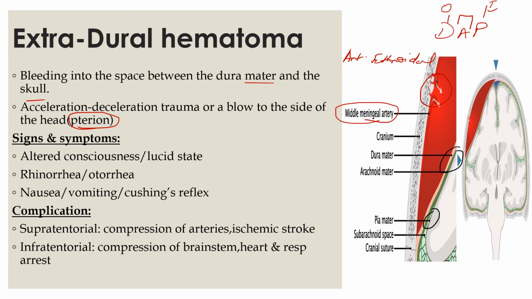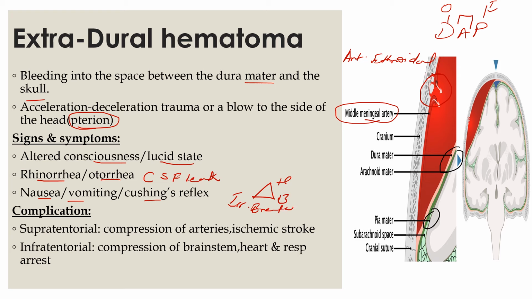The patient presents with altered state of consciousness or a lucid state. This is a brief interval where there is regained or restored consciousness. The patient might have CSF leak from the nose, rhinorrhea, or from the ears, otorrhea. The patient might have signs of raised intracranial pressure, for example, nausea, vomiting, or he will have Cushing's reflex, which is a triad of hypertension, bradycardia, or an irregular breathing.